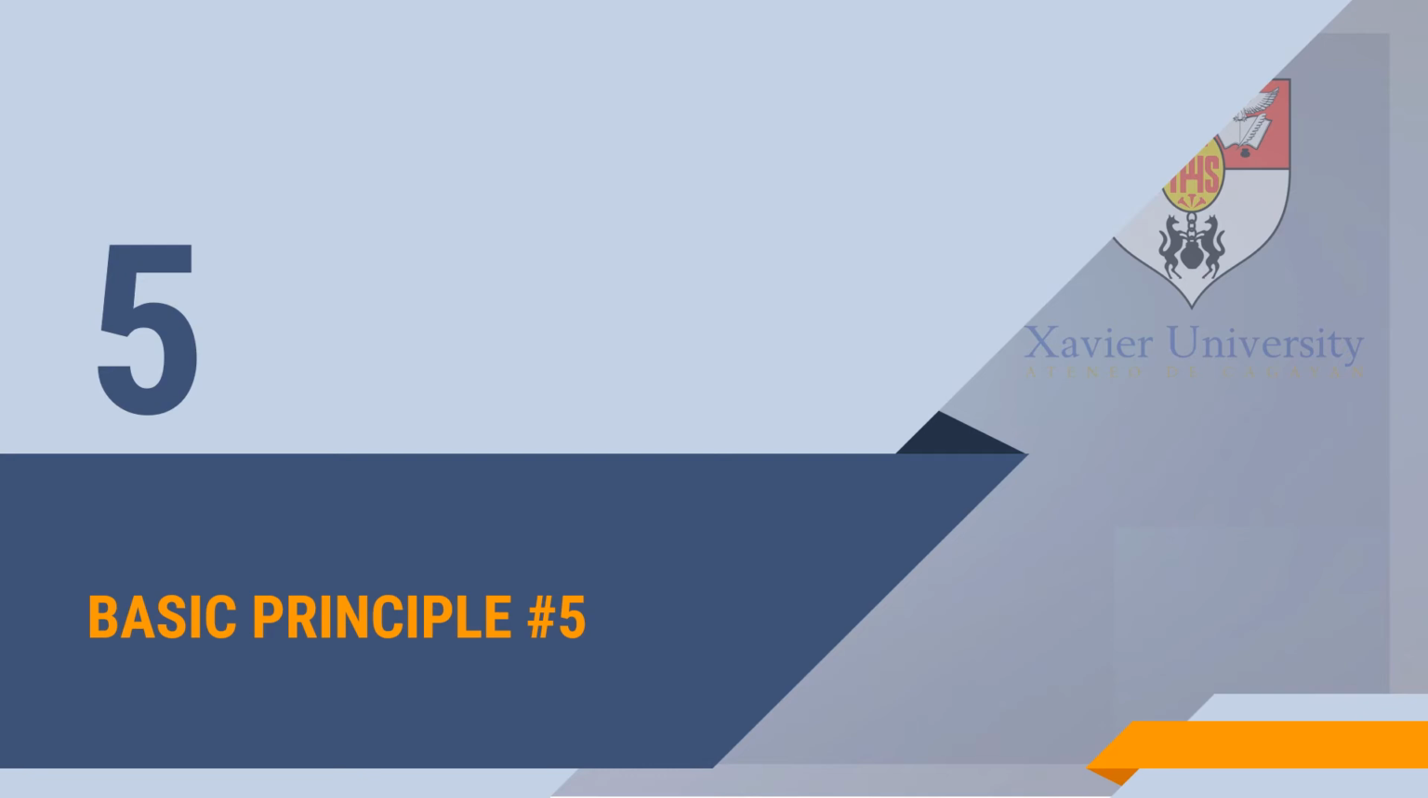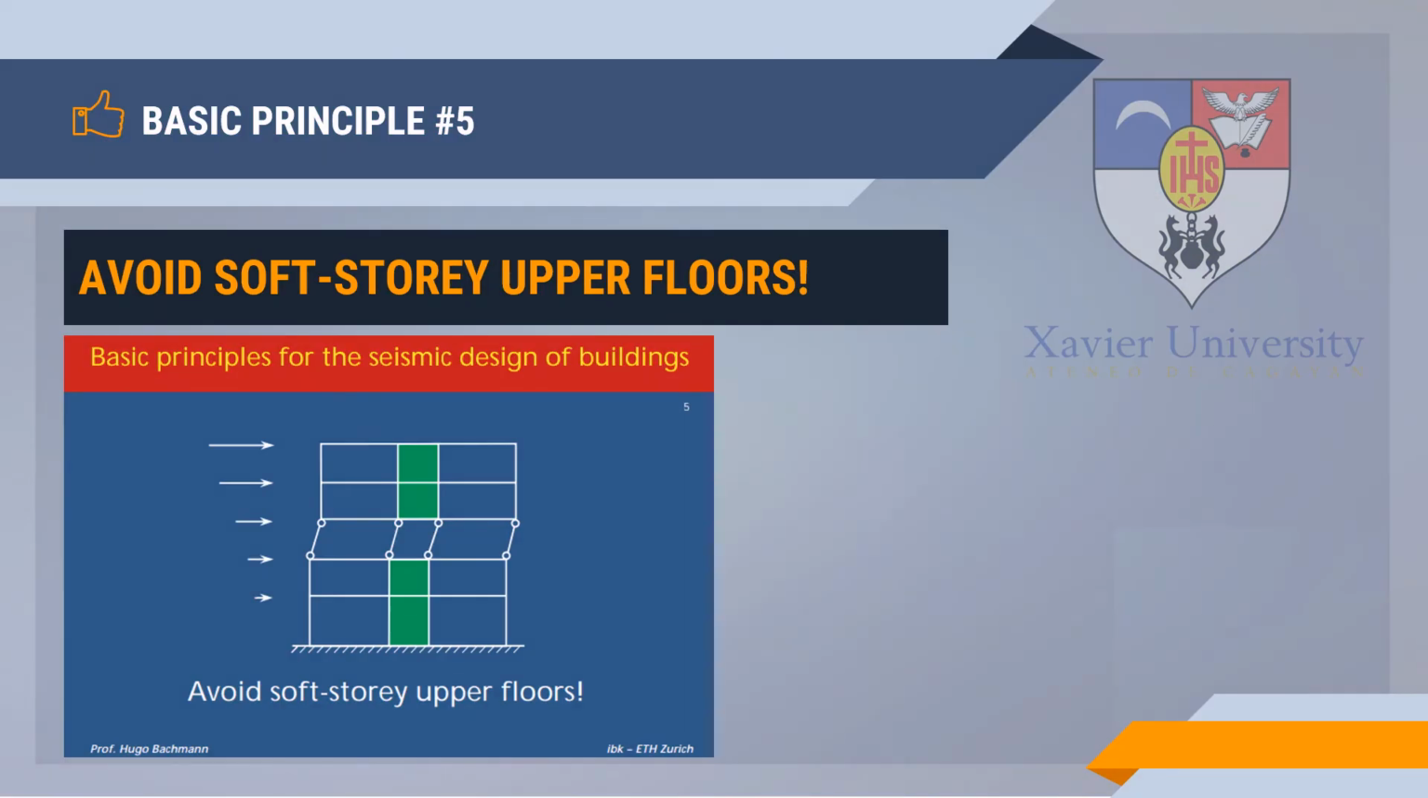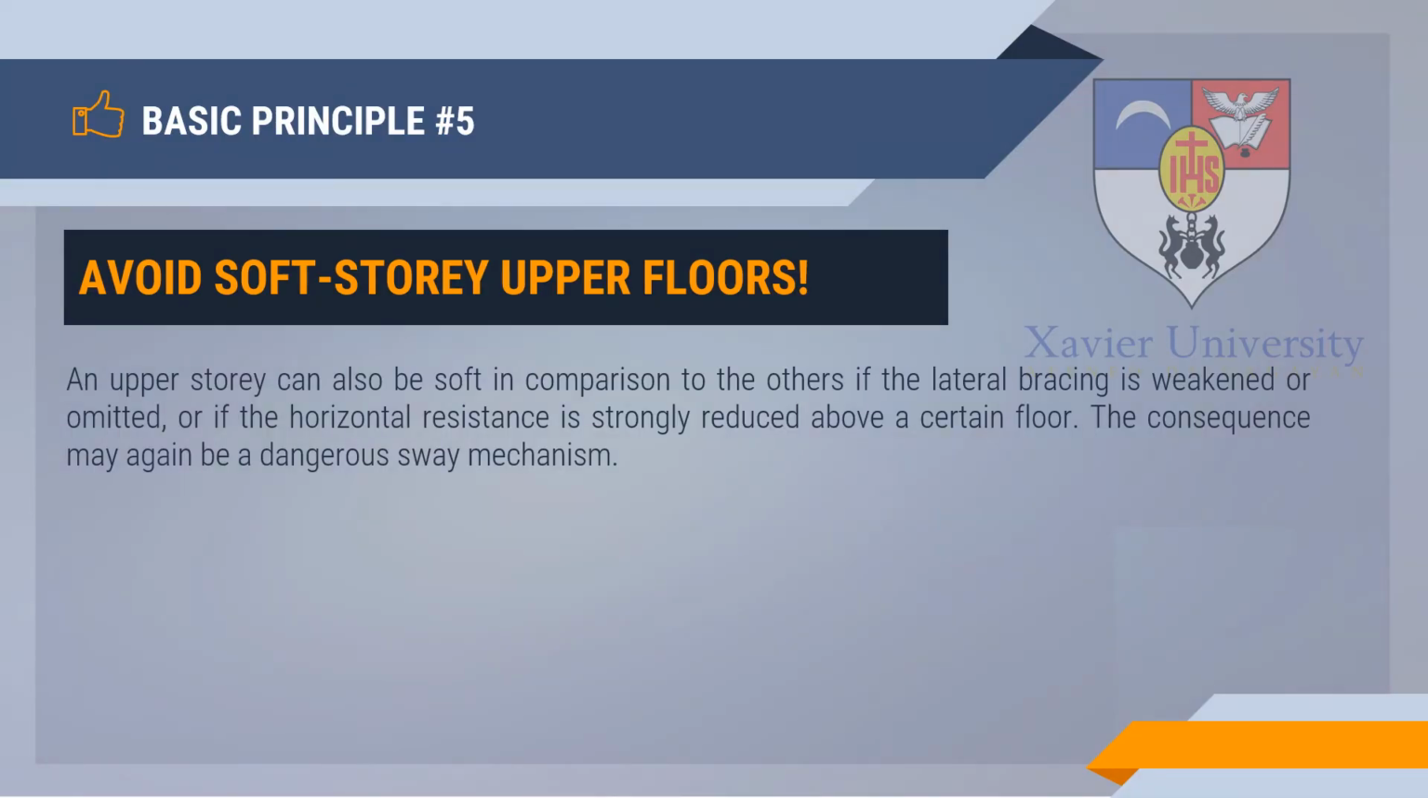So now basic principle number 5 says that we should also avoid soft story upper floors. In the previous basic principle, which is basic principle number 4, it is said that we should avoid the soft story ground floor. So we should also avoid soft story upper floors. So an upper story can also be soft in comparison to the others if the lateral bracing is weakened or omitted, or if the horizontal resistance is strongly reduced above a certain floor.